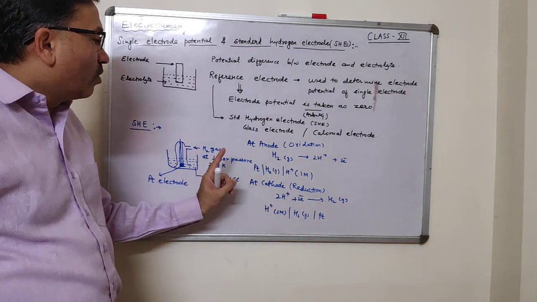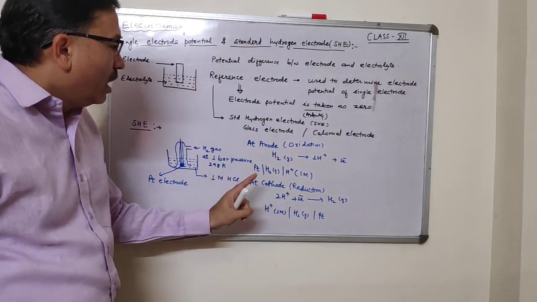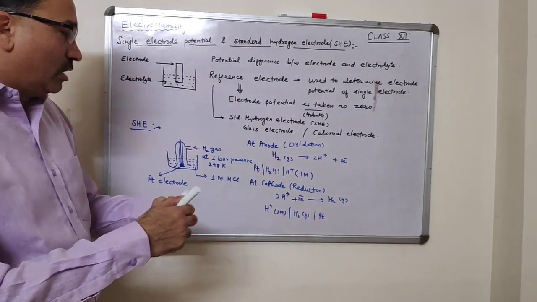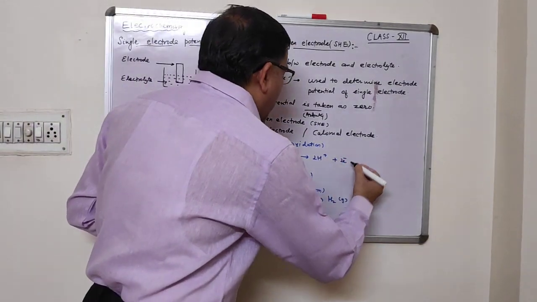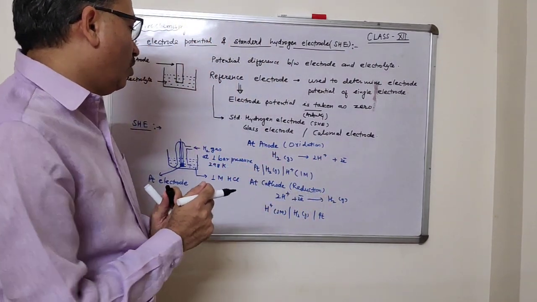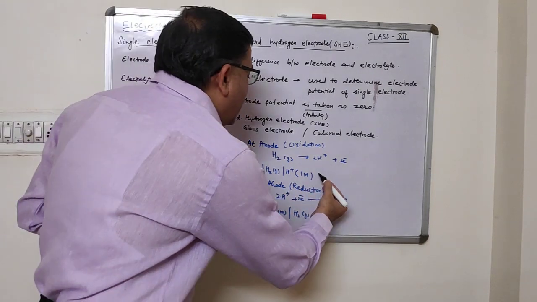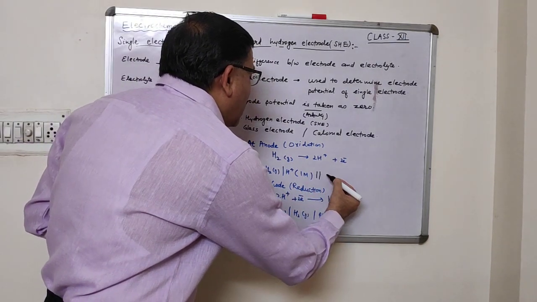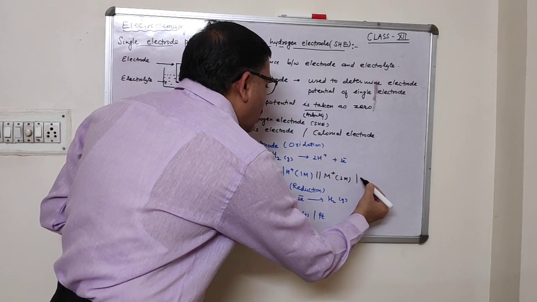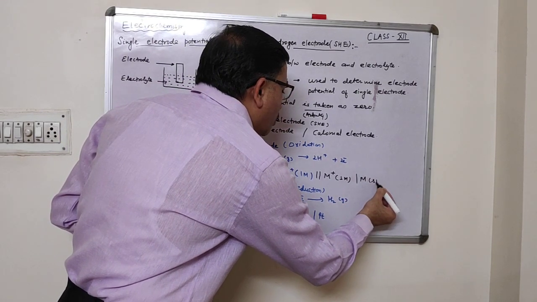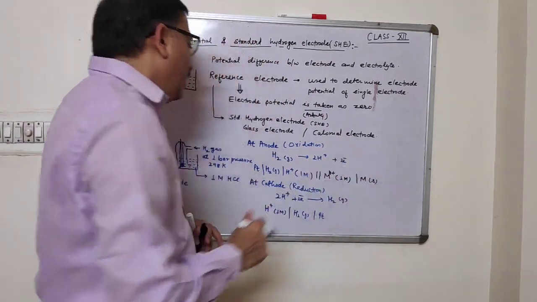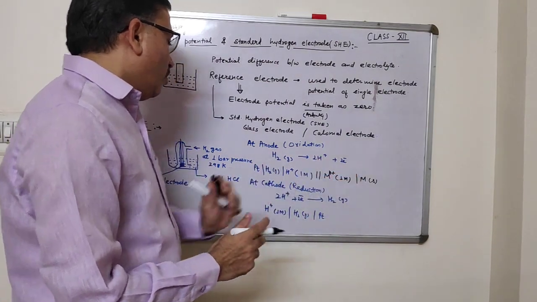This hydrogen electrode is placed at the anode, and the reduction potential of another electrode is determined. What I am doing is placing this standard hydrogen electrode at the anode and another electrode, say M plus 1 molar concentration converting into M solid, or I can take Mn plus, 1 molar concentration, and this is your reduction potential.